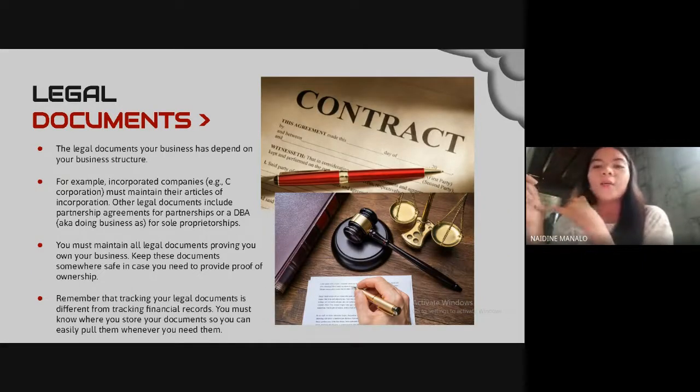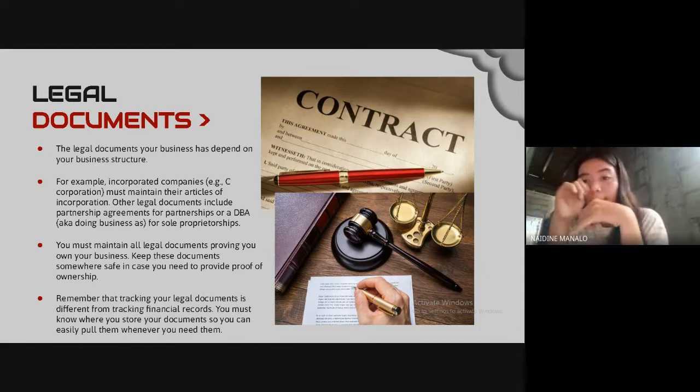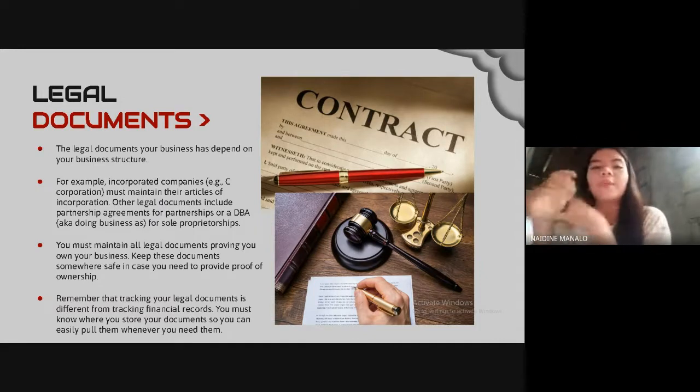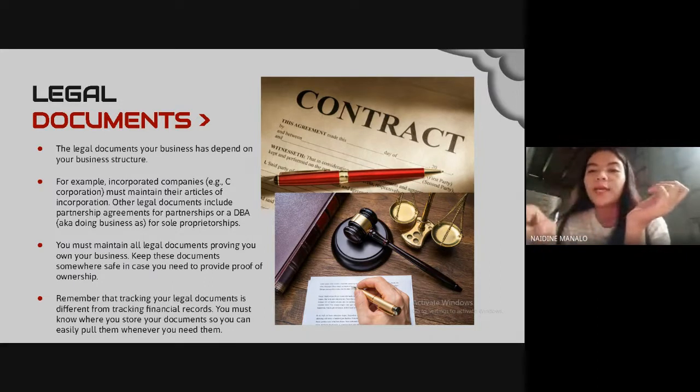So, the legal documents your business has depend on your business structure. For example, incorporated companies must maintain their articles of incorporation. Other legal documents include partnership agreements for partnerships, or also known as doing business for sole proprietorships. You must maintain all legal documents proving you own your business. Keep these documents somewhere safe in case you need to provide a proof of ownership.